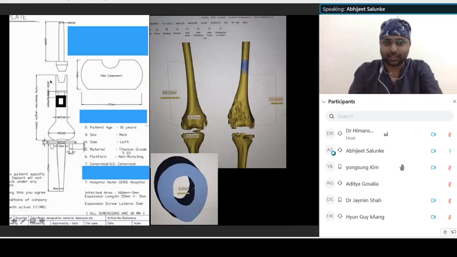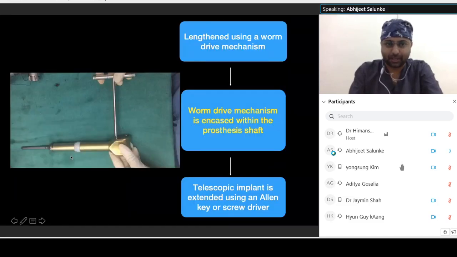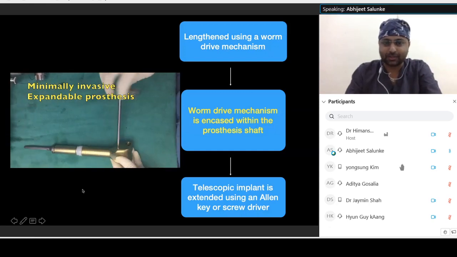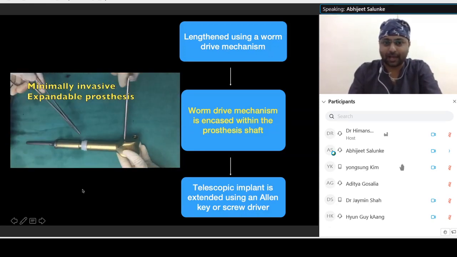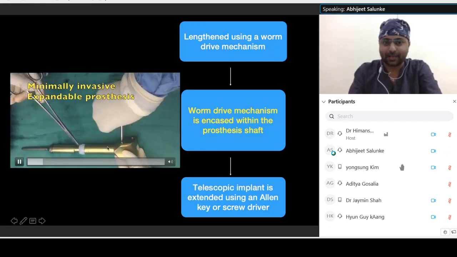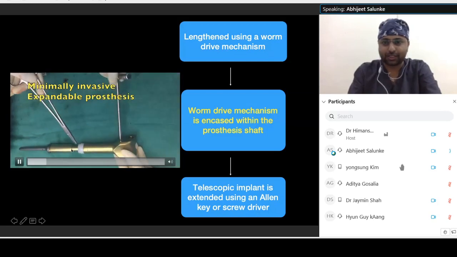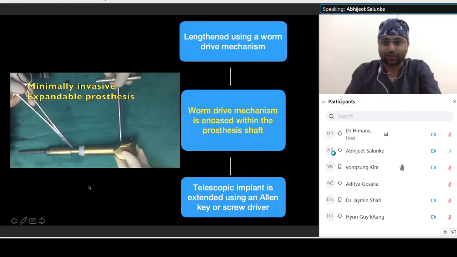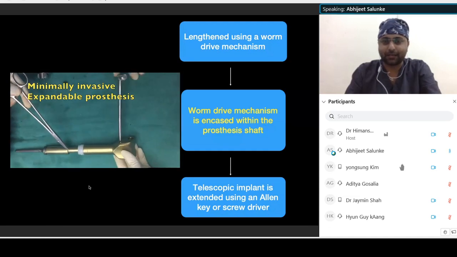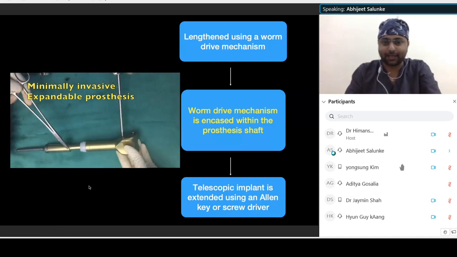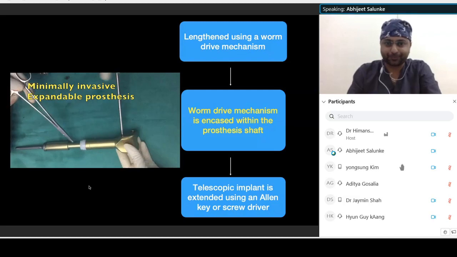So just a design, how this is planned. Again, a 3D model is done. We use CAD/CAM technique and plan how much resection will be there, how much expansion will be required for this patient. An example, this is a distal femur expandable megaprosthesis. You have to give a small incision and a screwdriver is placed and this part grows. So this is based on a worm drive mechanism so that the expanding part is encased inside that part and telescopically it grows.